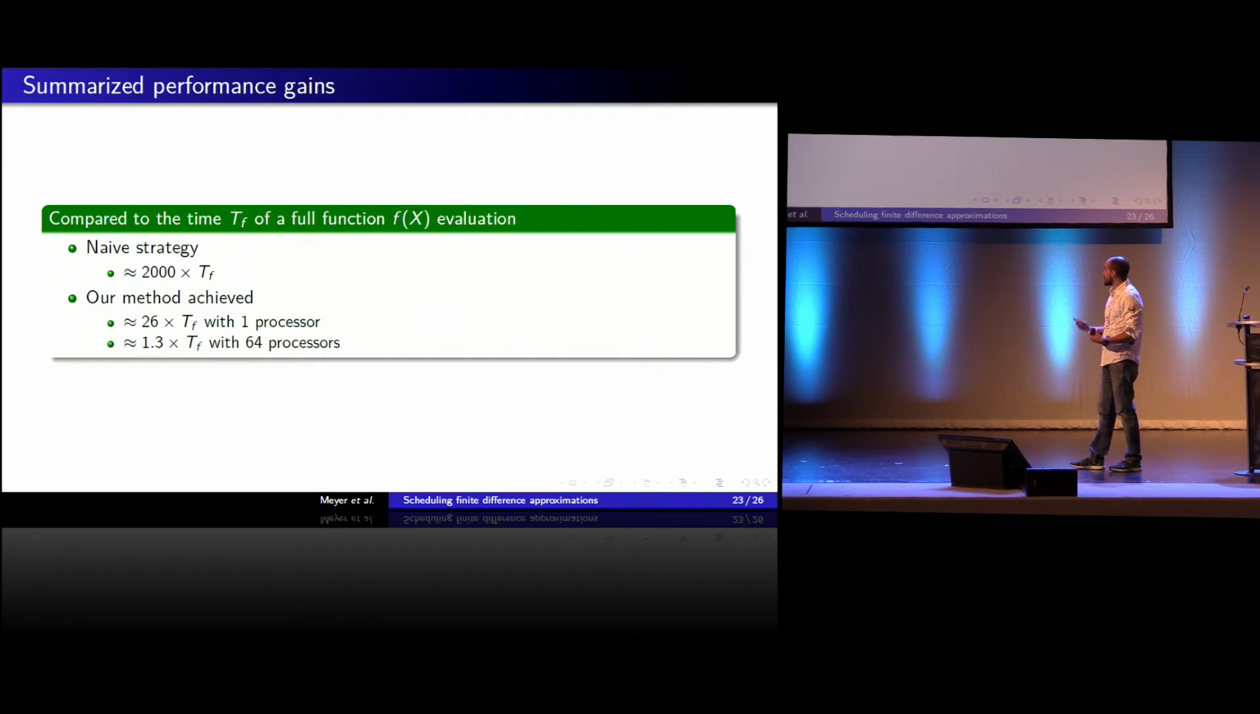Just to see these results from a slightly different perspective, if we take the time to compute the full DAG as TF, so this is the time it takes to get a full function f of x evaluation, the naive strategy on these data sets that had 2,000 parameters would take approximately 2,000 times TF. And our method achieved 26 times TF with 1 processor and approximately 1 time TF with 64 processors. So it strongly reduced the time required to compute the gradient and evaluate the function f of x.